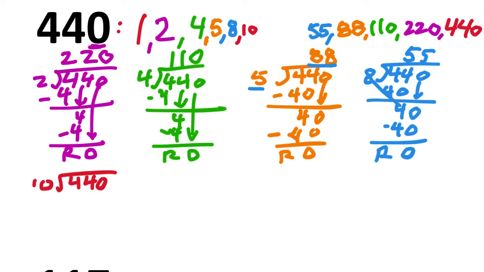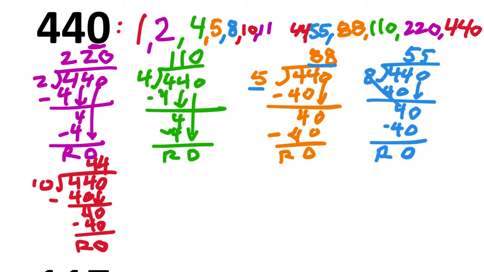10 won't go into 4, but it will go into 44 4 times. 4 times 10 is 40. Subtract, we get the 4 there. Drop the 0. 10 will go into 40 4 times. When we subtract that, we get a remainder of 0. So 10 would correspond with 44. On that, we kind of see that recurring theme of the 11, right? 44 is the 11th multiple of 4. 55 is the 11th multiple of 5. 88 is the 11th multiple of 8, which means that we know that it also should be divisible by 11.